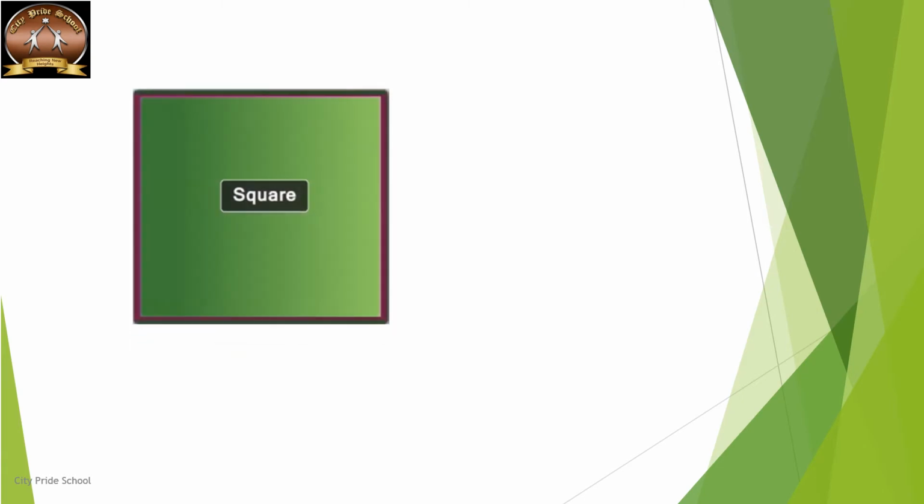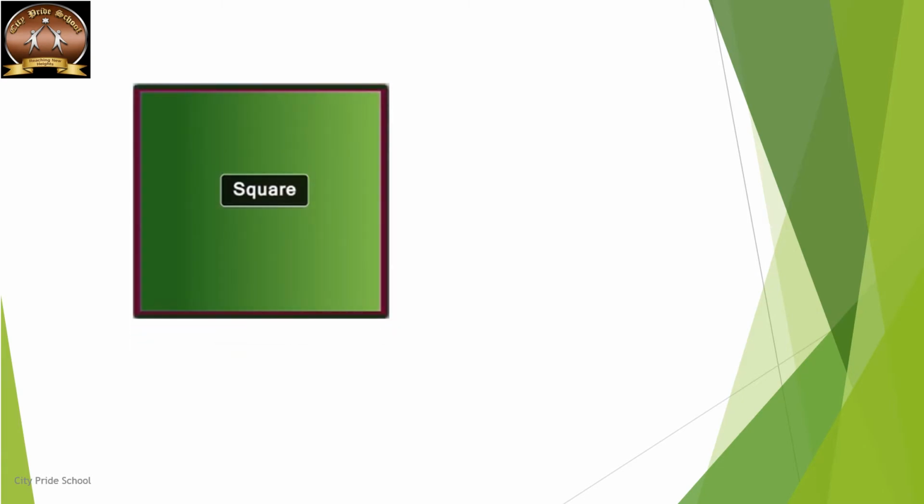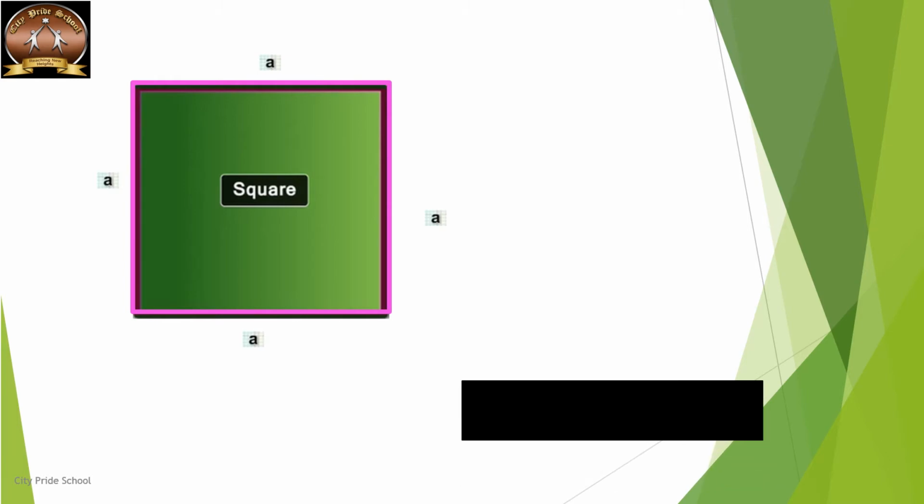Now let us recall the formula to find the area and perimeter of a square. So if we see, let the length of the sides be A. We know that all the sides are equal. So A plus A plus A plus A. The sum of all the sides will give us the perimeter. So the boundary is the perimeter. So 4 A's. So the perimeter of a square is given by 4 times the side.